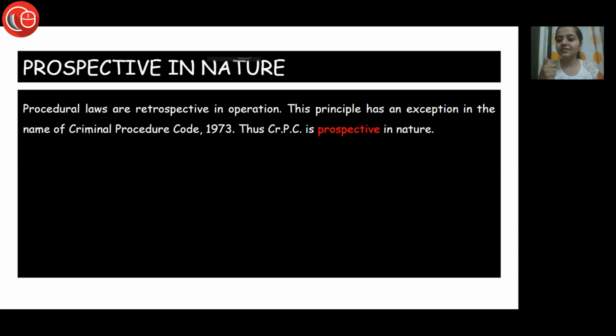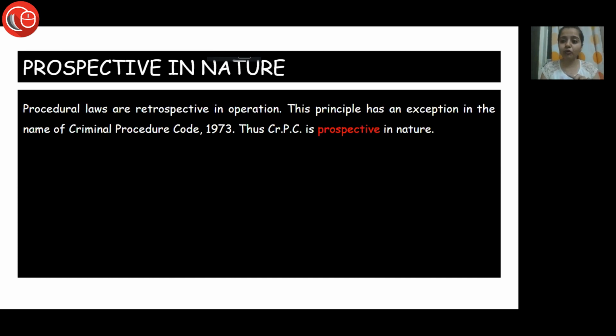That means all procedural laws will have their applicability from a back date, even before the date of their enforcement. But CRPC is an exception to this rule. Since all procedural laws are retrospective in nature, CRPC, being a procedural law, is yet prospective in nature. Yes, CRPC is prospective in nature. So this principle has an exception in the Criminal Procedure Code.